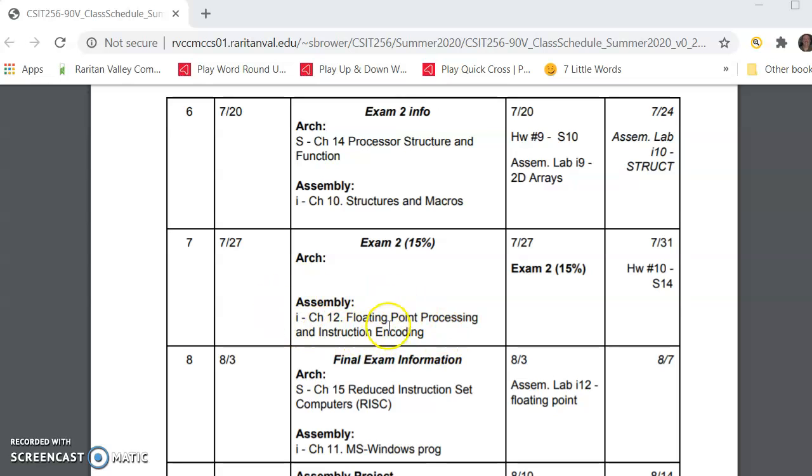With that said about chapter 12, looking ahead a week, the lab that's going to be based on floating point is going to be due week 8.